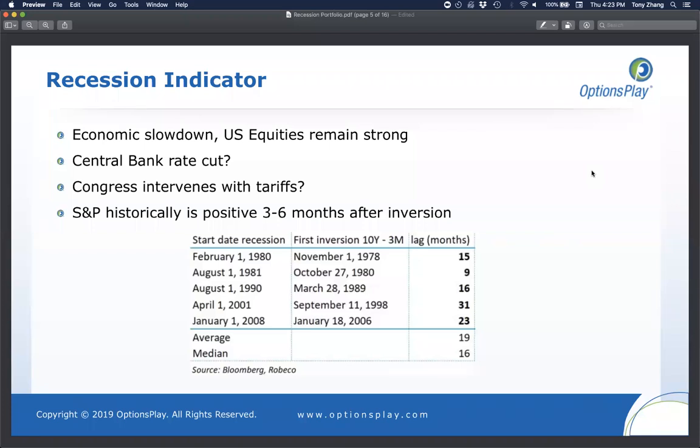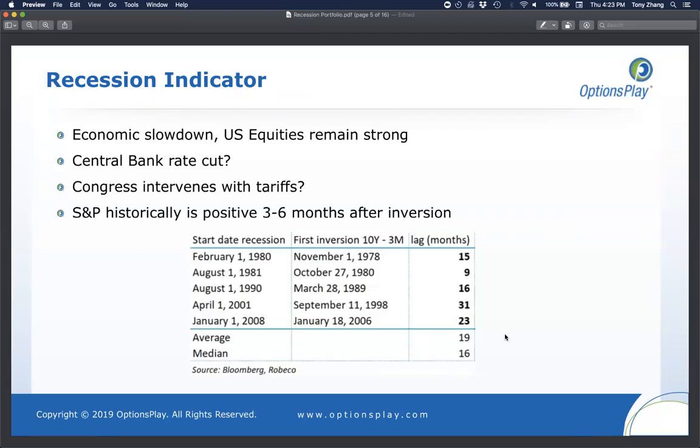However, the one thing I think we should focus our attention on is the fact that the S&P historically is positive 3 to 6 months after the inversion. And as you can see, here are the different lag times of how long it takes between the start date of the inversion to the actual start of the recession. As you can see, the average is 19 months. This means that we expect the markets to still continue moving higher, even though we've gotten this flash warning. And that's really, I think, what we should focus our attention on.